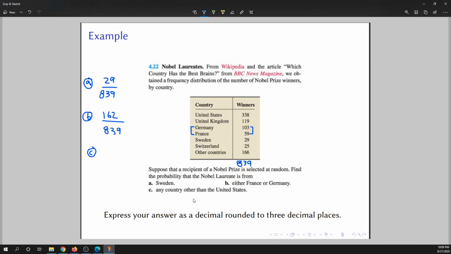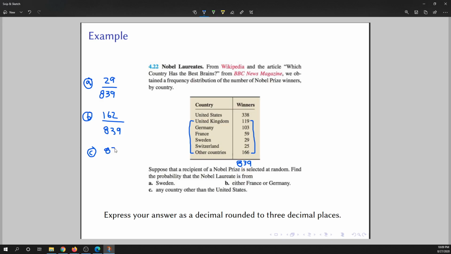In part C, it says, what is the probability that a randomly selected prize winner is from any country other than the United States? So that event would be all of these countries here, any country besides the United States. So all of these. And so to find the number in that event, we would have to add all these up, and that would be the top number. But there's an easier way to do that, and we know the total is 839, right?